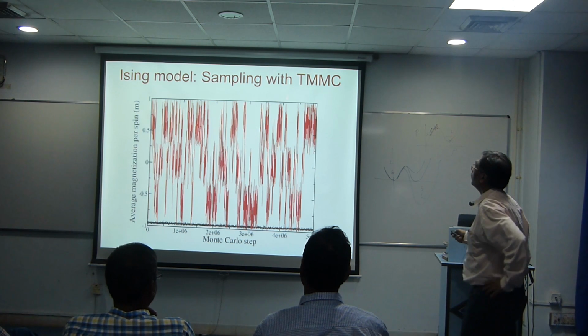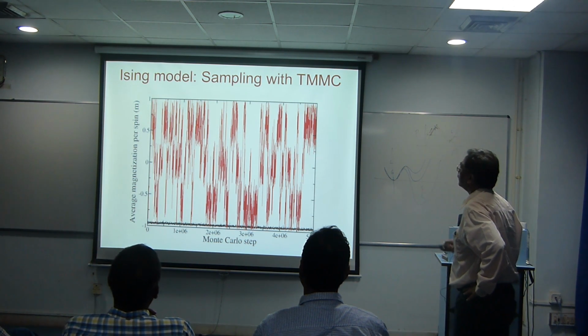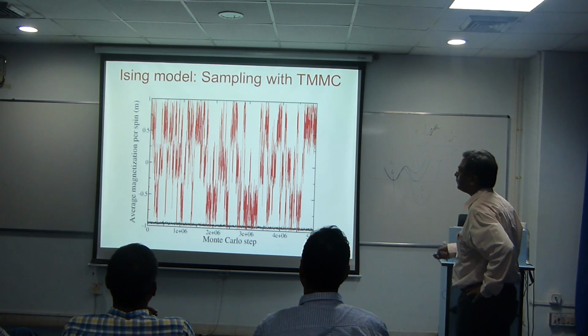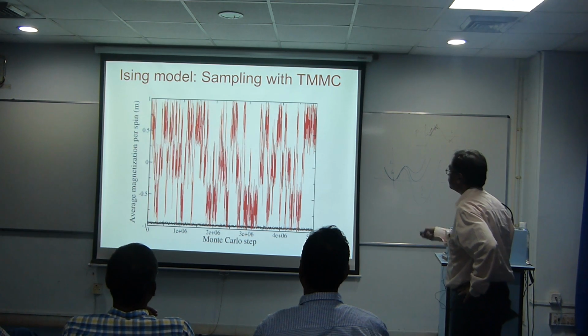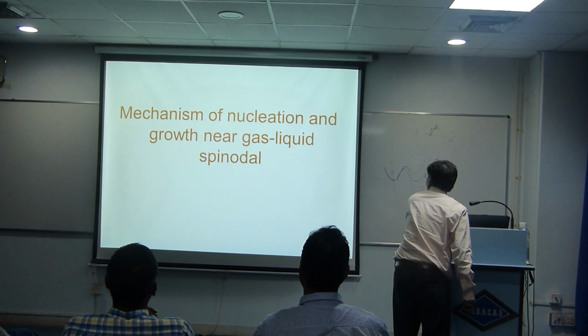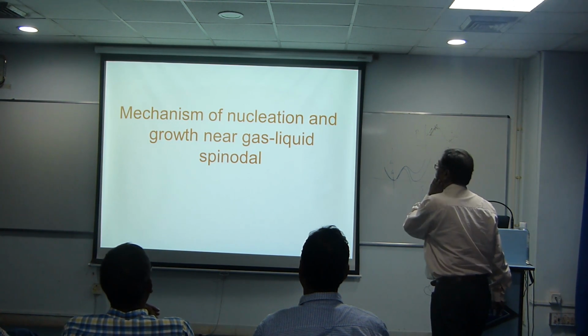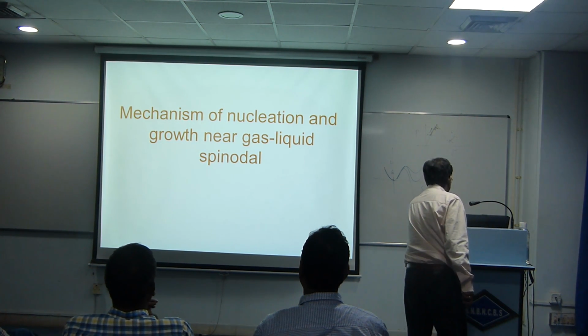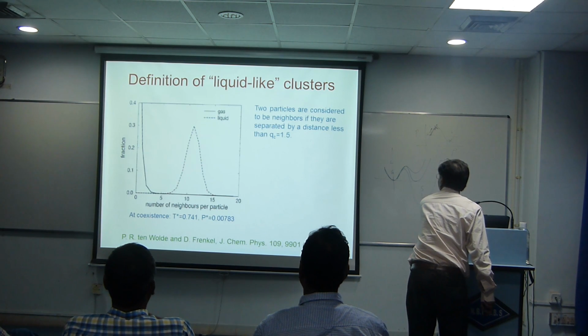But now you do it with the transition matrix Monte Carlo, you sample the whole thing. You sample the barrier region. So this is a very powerful technique that we now used. The mechanism: nucleation and growth near the gas-liquid spinodal. That is my aim.